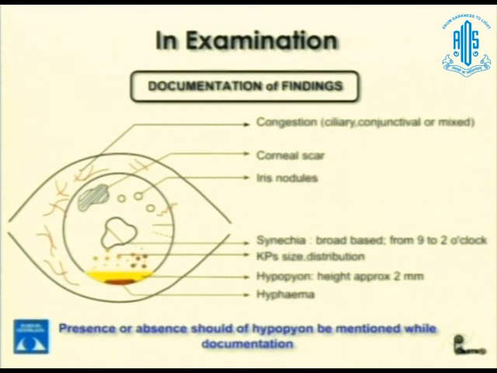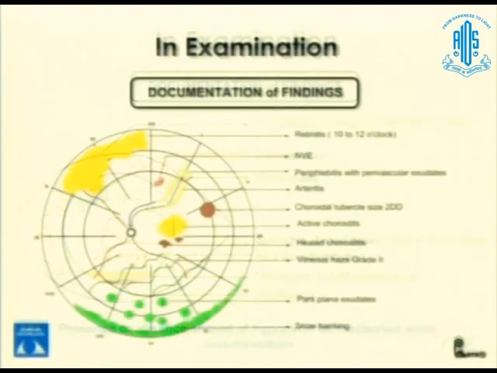Normally we just mark the corneal scar as black and the iris nodule. While documenting the KPs, you have to mention the size and the distribution of the KPs, and the synechiae, the extension of the synechiae, whether it's extending from this o'clock to that o'clock, and hypopyon. In a normal case of uveitis also, always remember the presence and absence of hypopyon should be documented separately. This was the SUN classification guideline, that the presence and absence should be mentioned separately.